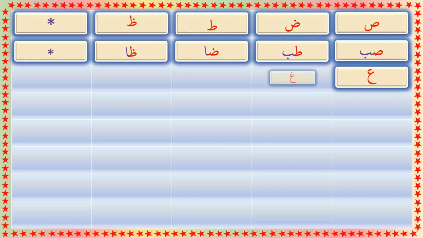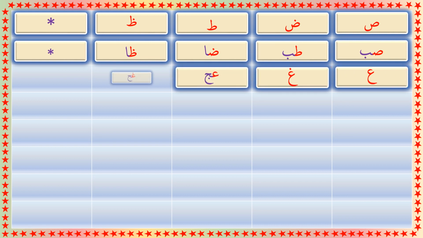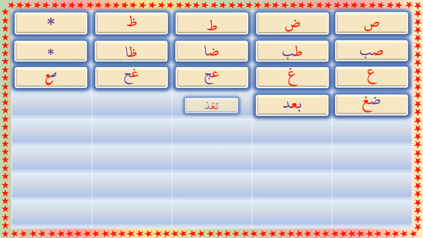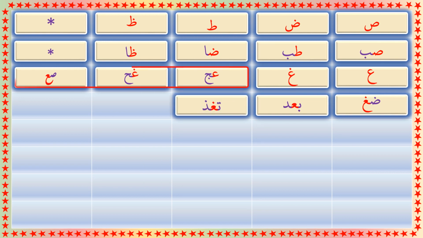Ain, Ghain. Now we will learn the shapes of Ain and Ghain. Ain Jim, Ghain Ha, Sod Ain, Dod Ghain, Ba Ain Dal, Ta Ghain Zal. These are the shapes of Ain and Ghain, but keep remember when Ain and Ghain are in the middle or ending, we will close the up part of it.